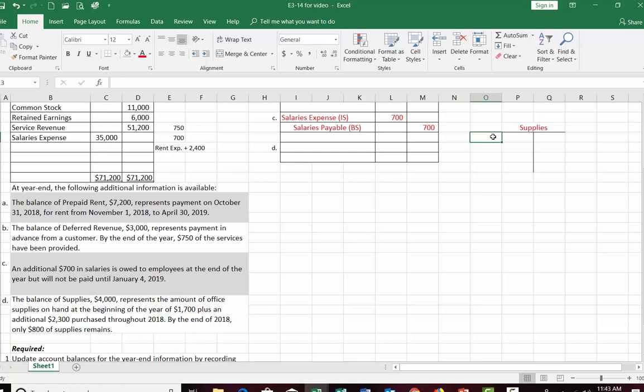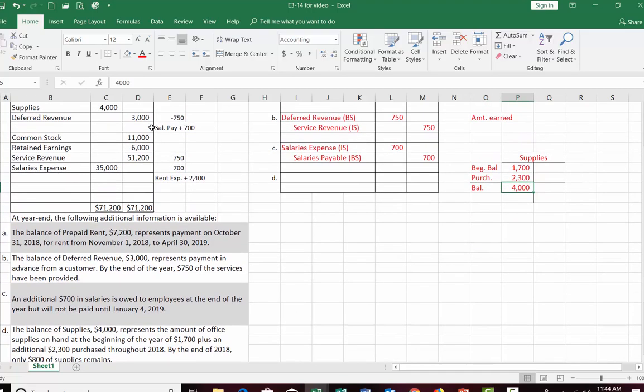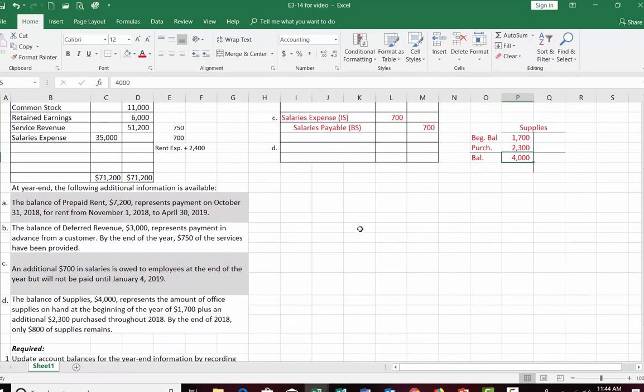So let's put that information into our supplies account. What are they saying? At the beginning of the year, we had $1,700 on hand. We purchased $2,300. So that gives us a balance of $4,000. That's our unadjusted balance. This is the number that's on our trial balance up here, remember. Now what are they telling us?